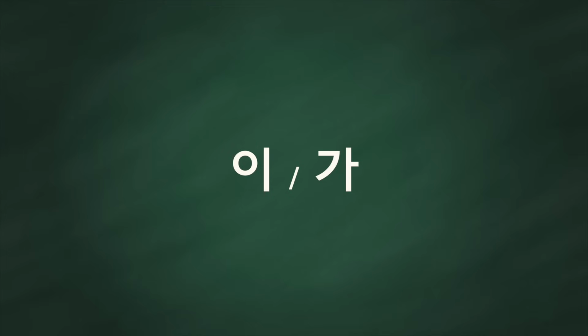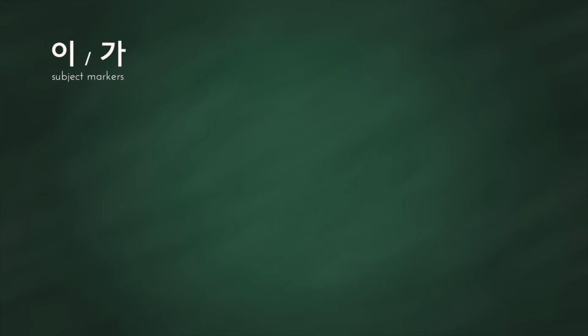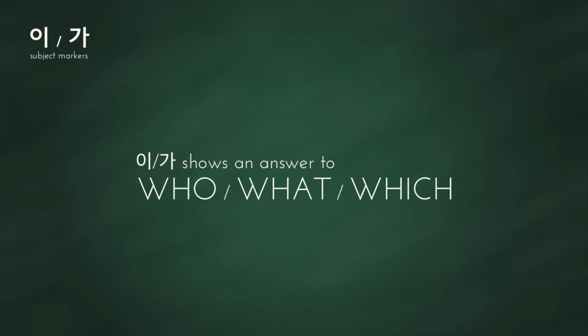Now, how about 이 and 가? These are usually called subject markers. These are called subject markers because they have a more direct and intimate relationship with the following verb. And it is often the answer to, this is very important, who did it, who will do it, who or which. Okay, so I believe some examples are expected at this point.